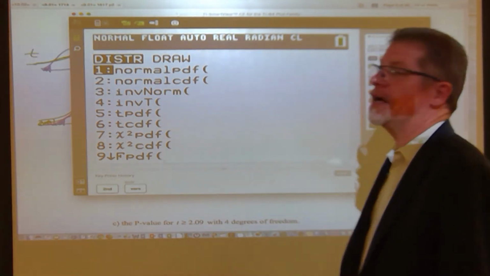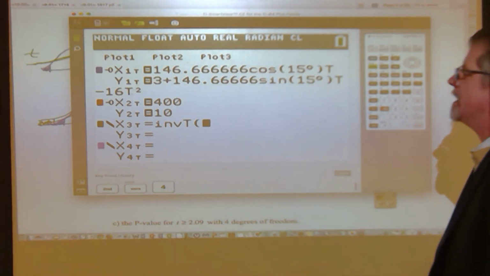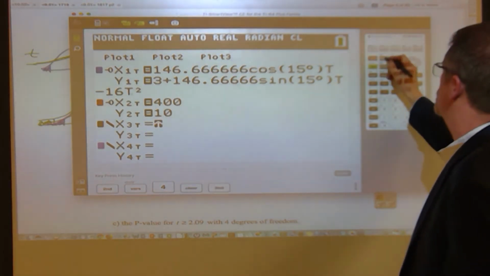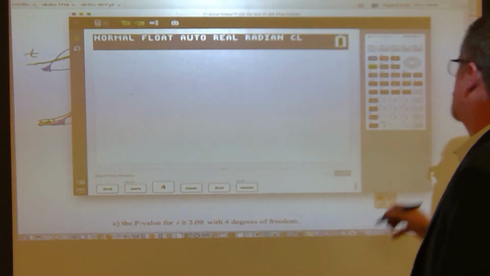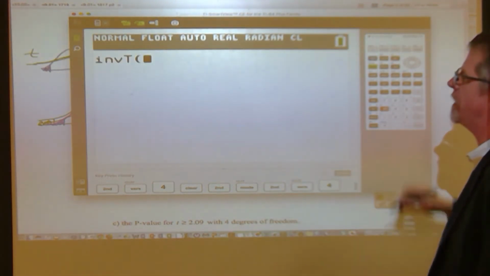All right, inverse t. So item 4. Let's go to item 4. Let's see how this... oh, wrong environment. So on the home screen, are we still recording? Yes, we're still recording. So inverse t: we go to the distribution menu, pick up item 4.